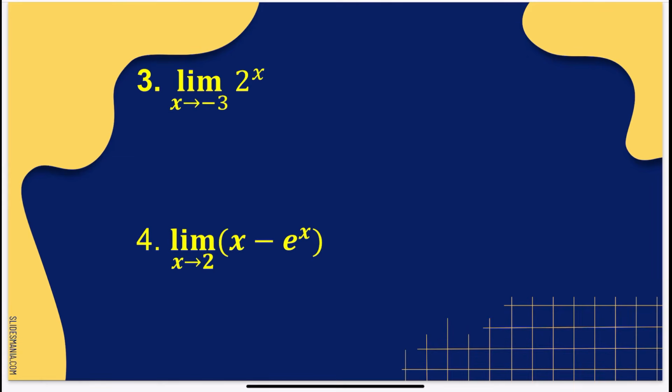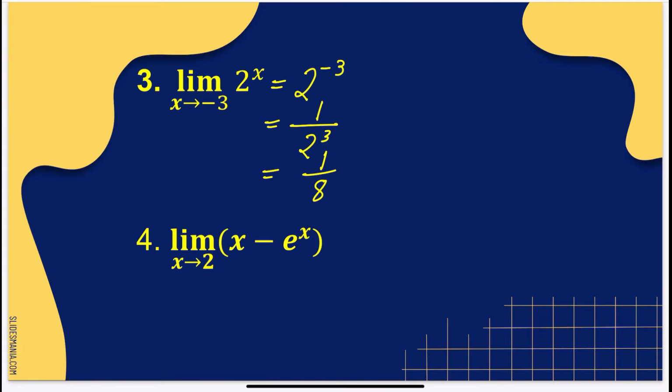Example number 3. The limit of 2 raised to x as x approaches negative 3. x will become negative 3. So 2 raised to negative 3. Applying the negative law of exponent, that will become 1 over 2 raised to 3. 1 over 2 raised to 3 is equivalent to 1 over 8. The limit of 2 raised to x as x approaches negative 3 is 1 over 8.